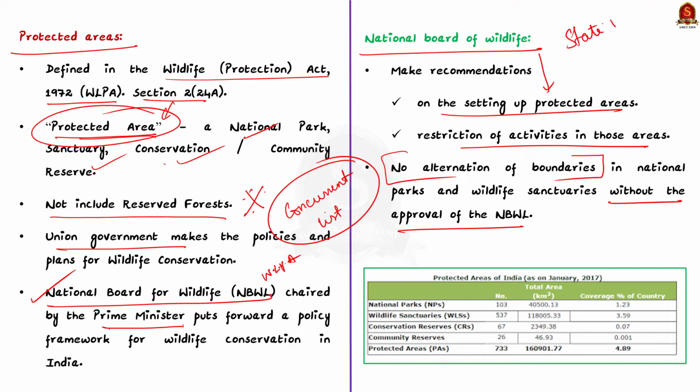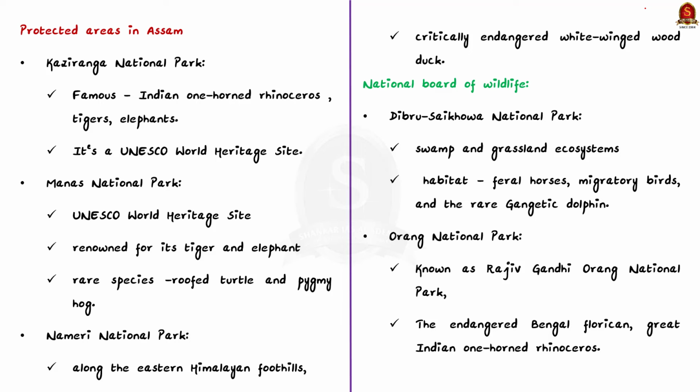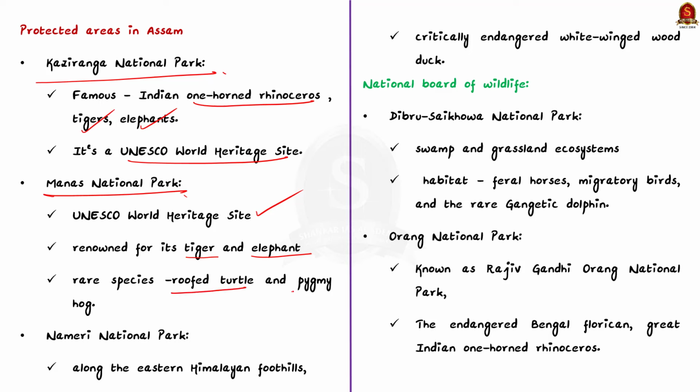Now we shall see the important protected areas in Assam. First is Kaziranga National Park. It is famous for the population of Indian one-horned rhinoceros and it also has tigers, elephants and various bird species. Note that it is one of the UNESCO World Heritage Sites in India. Then Manas National Park. It is also a UNESCO World Heritage Site and it has tiger and elephant populations and it is also famous for the Assam roofed turtle and pygmy hawk.